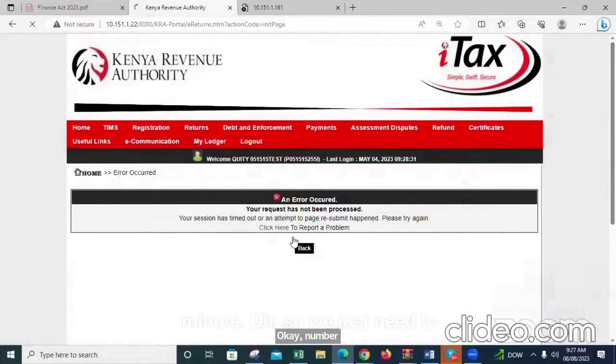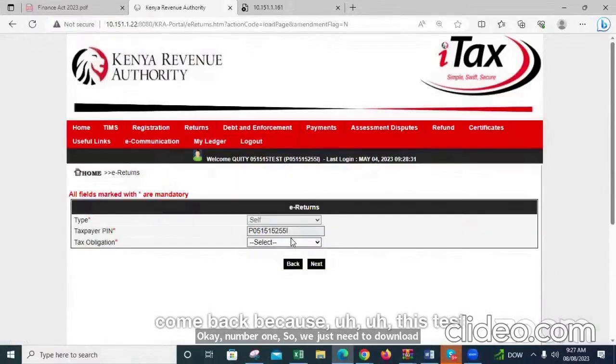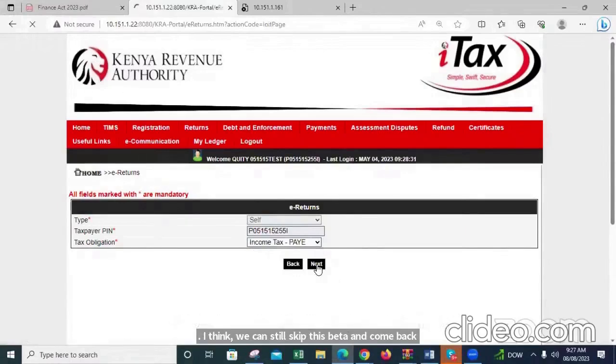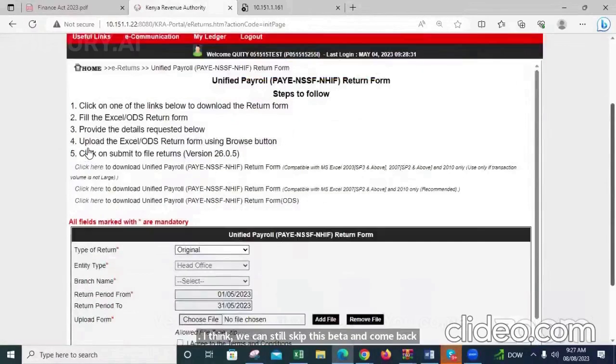So basically, we just need to download the Excel. I think we can still skip this bit and come back, because this test environment I'm using seems like today it has some issues, but it was accepted. Very good. So you come and download the Excel, the pay return.